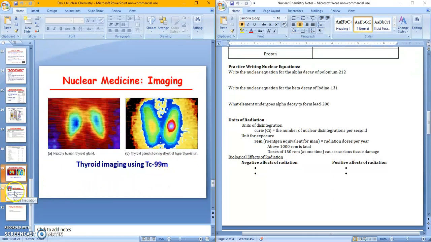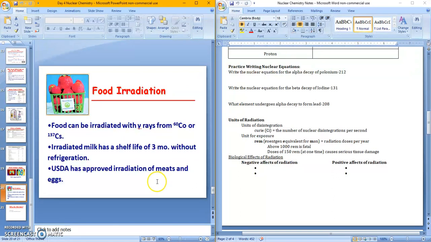Another thing we use it for is food irradiation. So I bet you didn't know this, but your food that comes from the farm, a lot of it is put into the path of cobalt or cesium. And these gamma rays go, and what they do is they kill all of the bacteria, but they leave the food unharmed. So then we can eat the food, and it gets rid of the bacteria for us. Irradiated milk, this allows us to have a longer shelf life because it gets rid of the bacteria without harming the substance. So there are a lot of positive effects of radiation, a lot of positive uses.